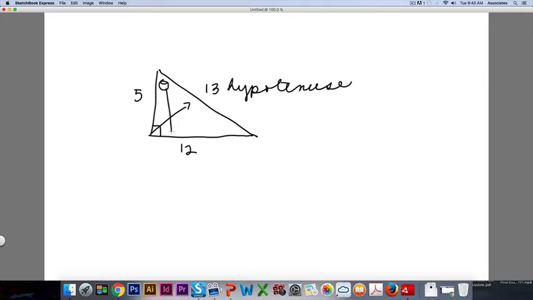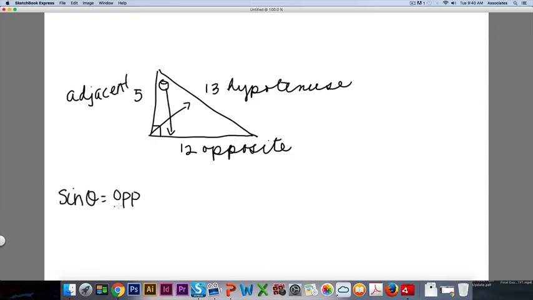Across from the angle is the opposite side, leaving me 5, which helps to make up the angle, and that's the adjacent. So let's go ahead and find it. The sine of theta is the opposite over the hypotenuse. Remember, so the opposite side is 12, the hypotenuse is 13, and that fraction doesn't reduce or simplify.